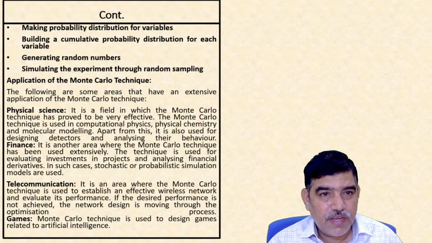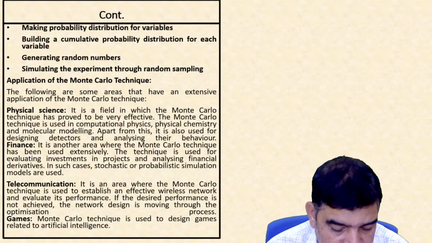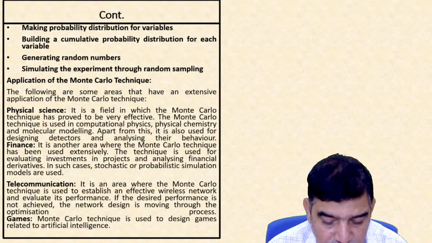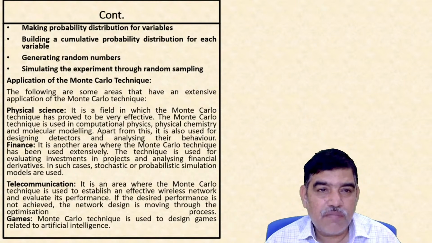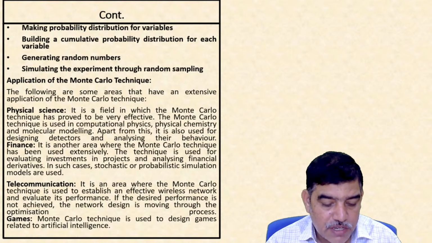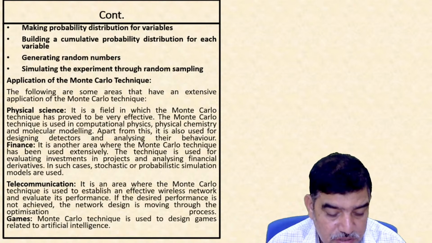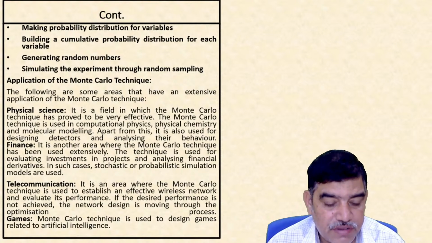So, making probability distributions for variables. This is the first step. This step involves estimating a probability distribution for the given variable based on past experiments. So on the basis of past data, we have to estimate the probability distributions. The distribution can be based on Poisson, binomial, or normal distributions.